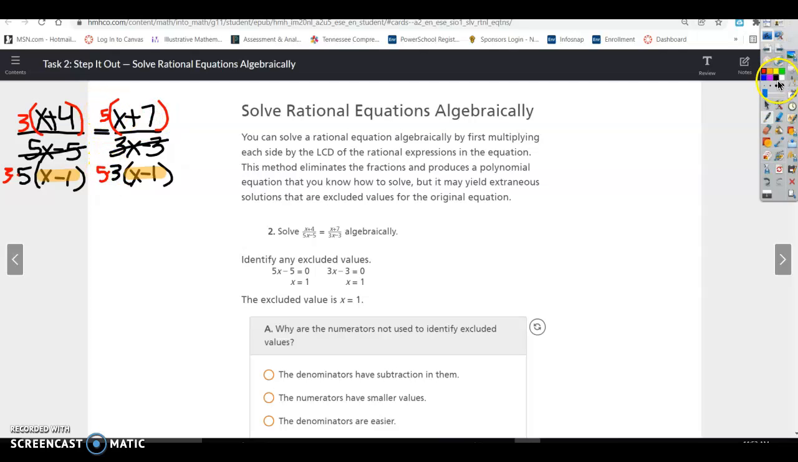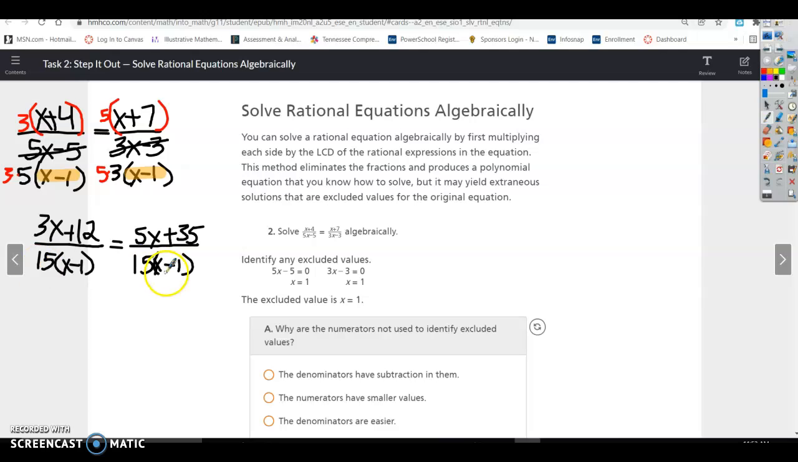Alright, and when I do that, that gives me a common denominator. And I'll show you in a minute why that's important. So I'm going to go ahead and multiply this out. So I'm going to have 3x plus 12 over 15 times x minus 1. I have an equation, so I'm going to put equals 5x plus 35. And that's over the same common denominator, 15 times x minus 1.